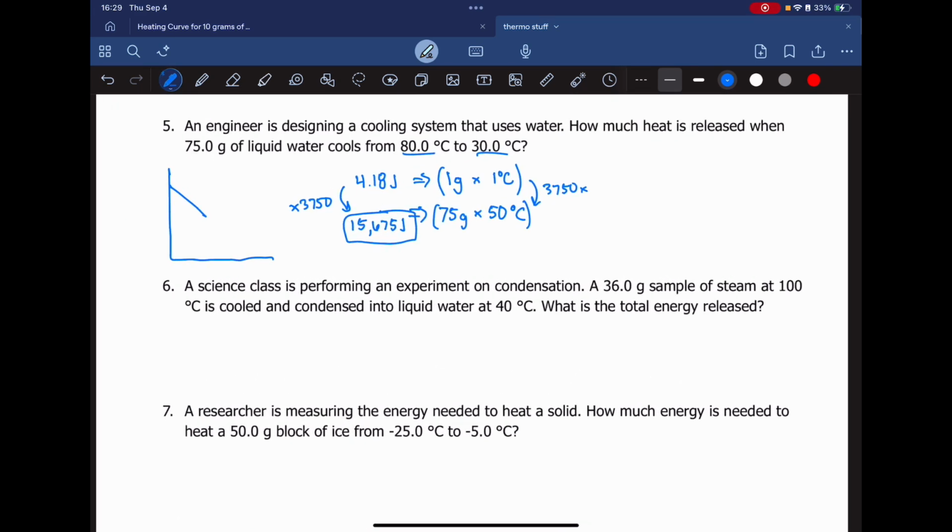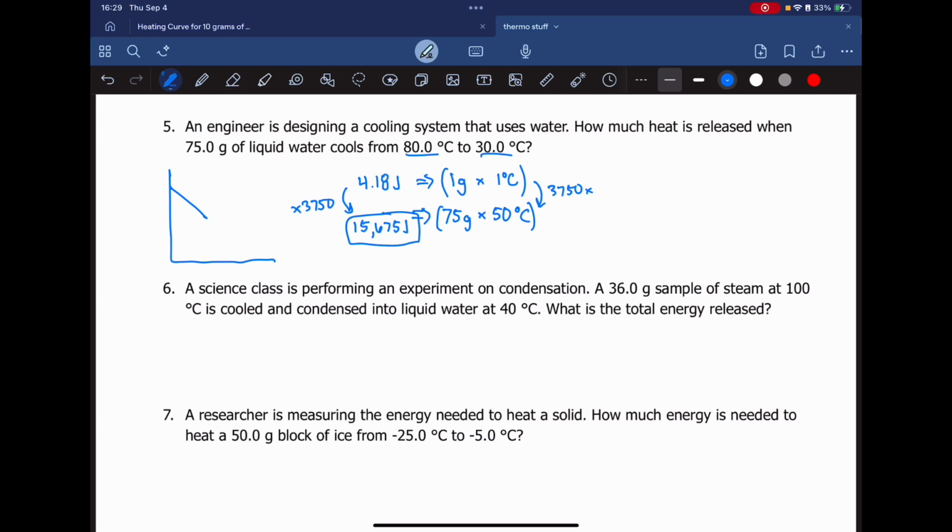Question number 6. Science class is performing an experiment on condensation. A 36-gram sample of steam at 100 degrees Celsius is cooled and condensed into liquid water at 40 degrees Celsius. What is the total energy released? Okay, so we have another cooling curve. We can see, once again, we are at 100 degrees Celsius, and we're going to condense into a liquid. So we're already at the condensation point, or the boiling point, whatever you want to call it, of water.